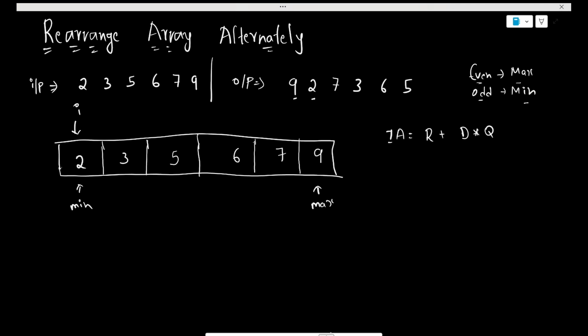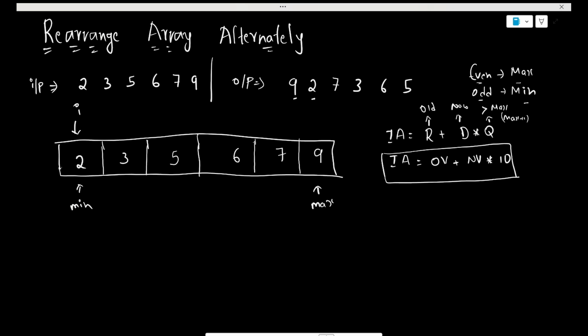So what's the remainder? The remainder is the old value. Yeah. What's the dividend? Dividend is the new value. What's the quotient? Quotient is greater than max, or just max plus 1. Okay. I'm writing intermediate answer is equal to old value plus new value into 10. This is for this example. For the quotient I have taken max plus 1, that is 10.